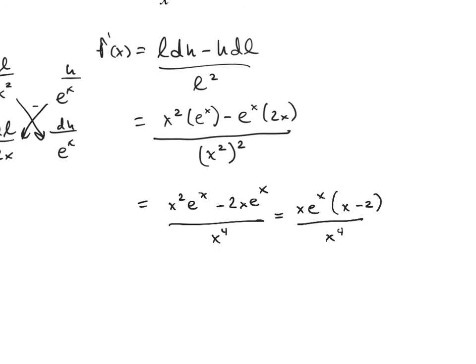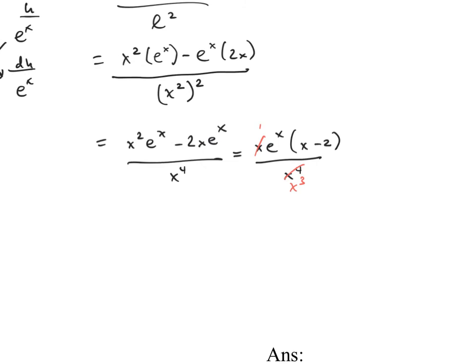It's important that you do this because look what happens now. One of our x's simplify, so that would be a 1, and this would be an x cubed on the bottom. So what do I end up with on this problem? I have an e to the x on top, an x minus 2 on top, in parentheses, and an x cubed on bottom. That'd be my final answer.